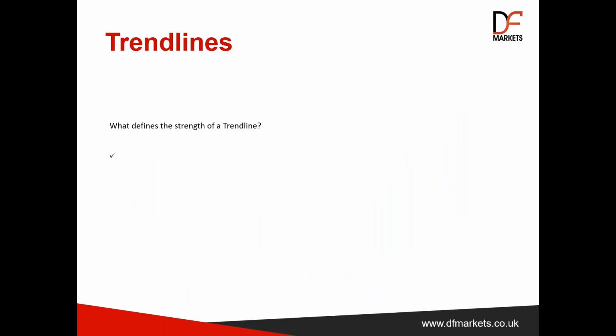So what defines the strength of a trend line? Three things really: the angle, the number of hits, and the length of time it has been acting as support or resistance.